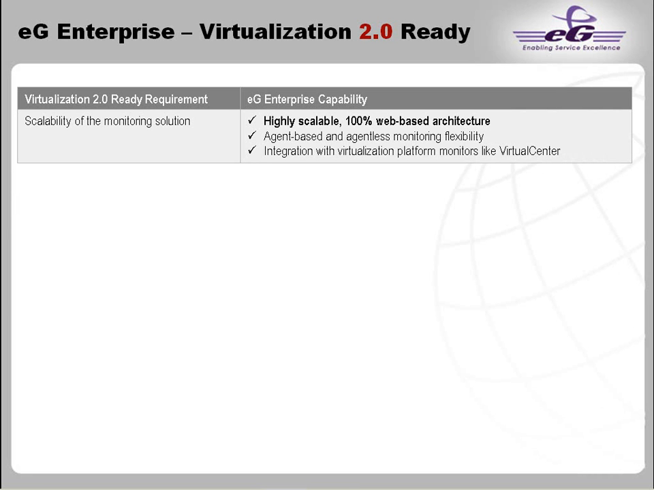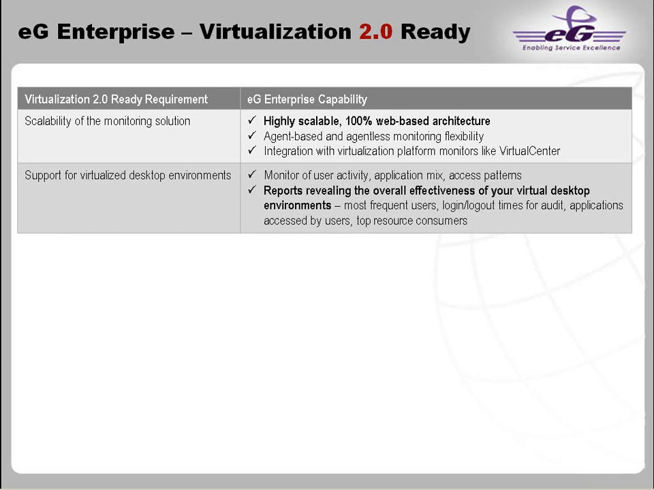EG Enterprise is highly scalable and easy to deploy because of its 100% web-based architecture. It offers the flexibility of agent-based and agentless monitoring, and it integrates with virtualization platform monitors like Virtual Center. It supports monitoring of virtualized desktop environments, including monitoring of user activity, application mix, and access patterns. This helps reveal the overall effectiveness of your virtualization desktop environment.